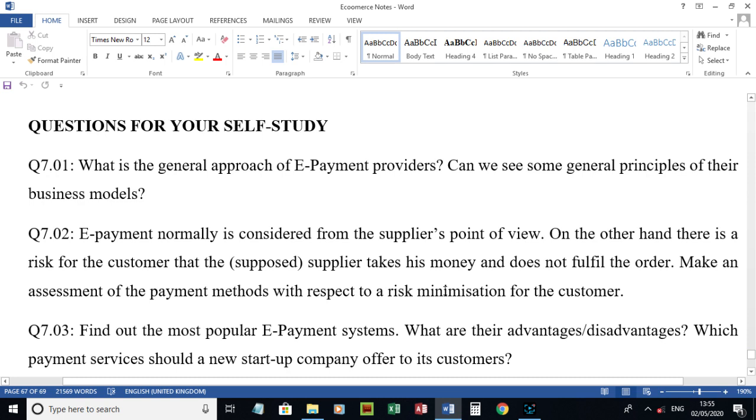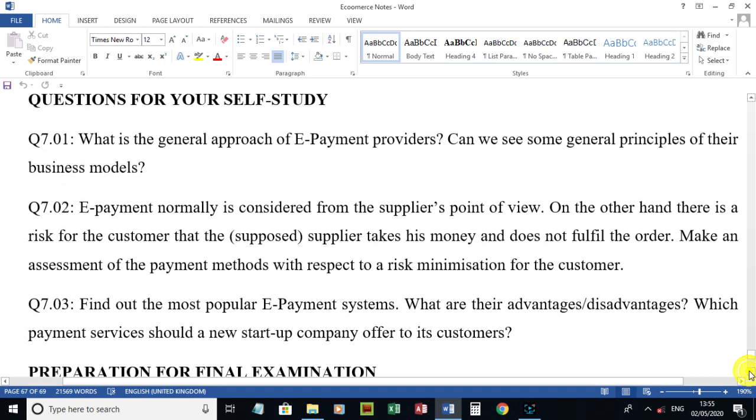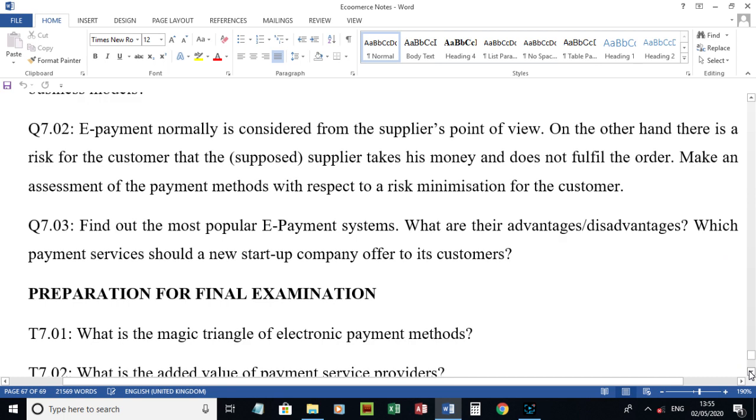Make an assessment of the payment method with respect to risk minimization for the customer. How will the customer reduce and mitigate the risk? Why risk management? So far as payment but not supplied is concerned. Right. Find out the most popular e-payment systems. What are their advantages and disadvantages? Which payment services should a new startup company offer to its customers?